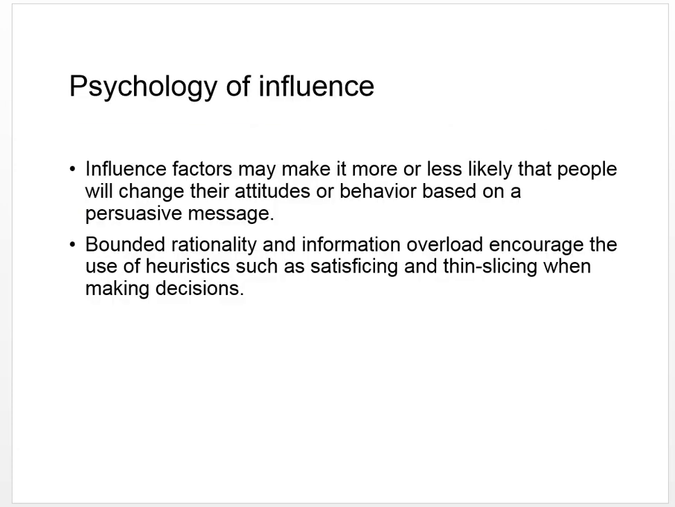So, the psychology of influence. These are influence factors that make it more or less likely that people will share their attitudes and behaviors based on persuasive messages. Bounded rationality and information overload encourage the use of heuristics such as satisficing and thin slicing when making decisions. So what does this actually mean?